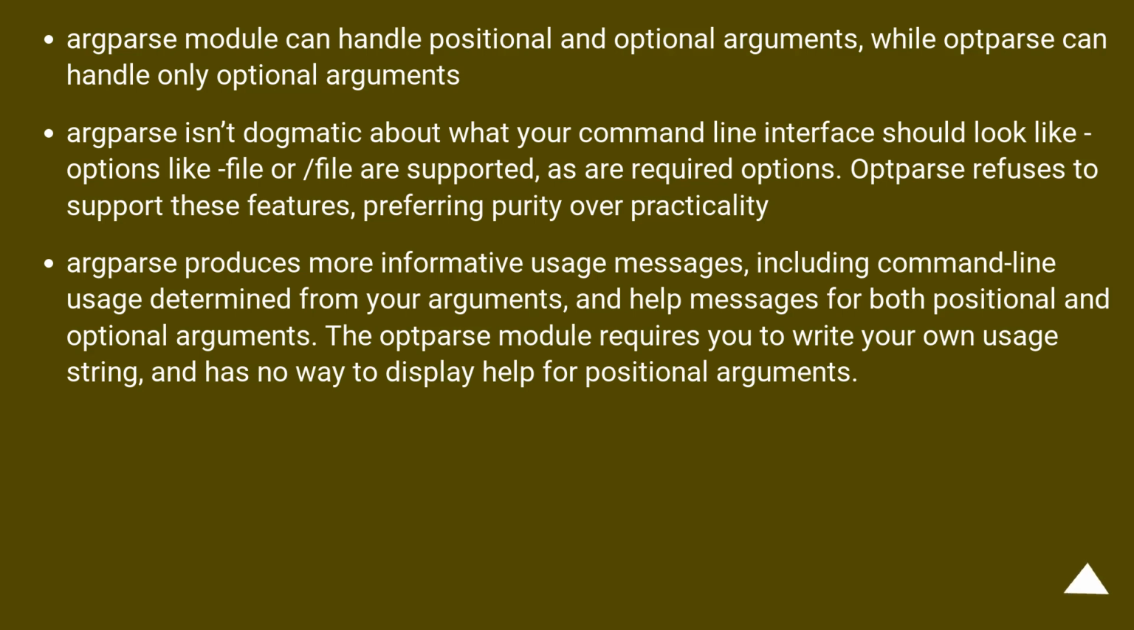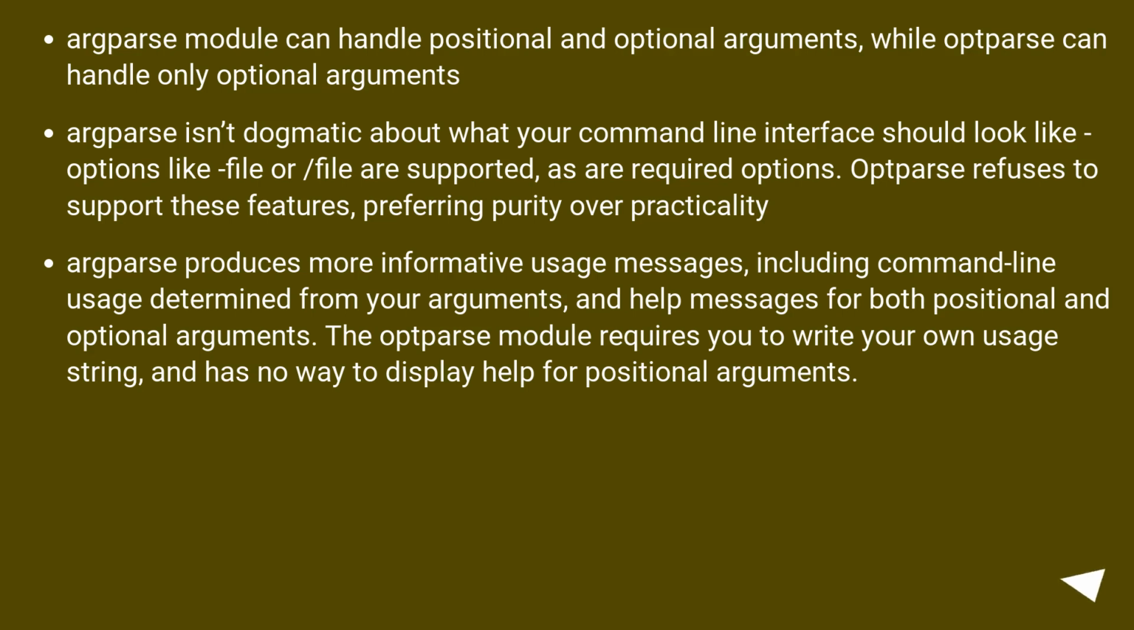The argparse module can handle positional and optional arguments, while optparse can handle only optional arguments. Argparse isn't dogmatic about what your command line interface should look like. Options like -file or /file are supported, as are required options. Optparse refuses to support these features, preferring purity over practicality.